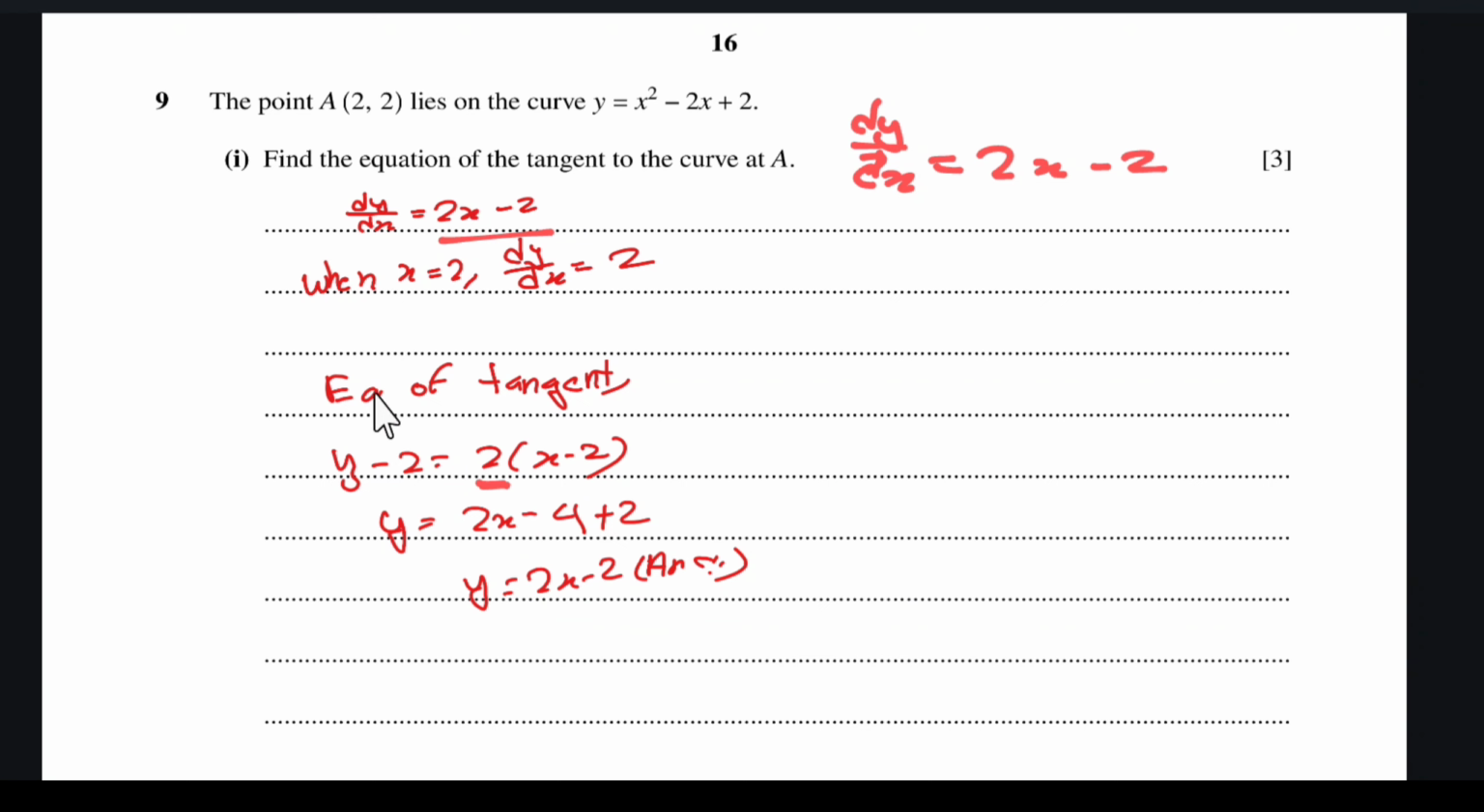Then the equation of the tangent would be y minus y1 is equal to m in bracket x minus x1. Substituting the value of y1, that is 2, x1, that is 2, and the value of m, that is also 2, we get an expression that is y is equal to 2x minus 2.